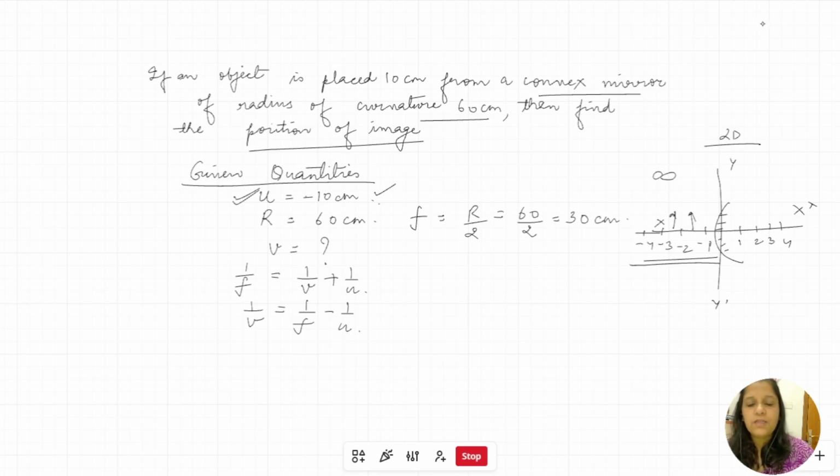So 1 by V is equal to 1 by F minus 1 by U, is equal to 1 by 30 minus 1 upon minus 10, is equal to 1 upon 30 plus 1 upon 10. Now if you take the LCM, it will become 1 plus 3 is equal to 4 upon 30. When you solve this, you will get the value of V as 7.5 centimeter and this is your answer.